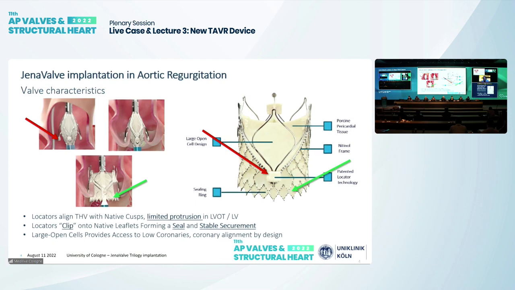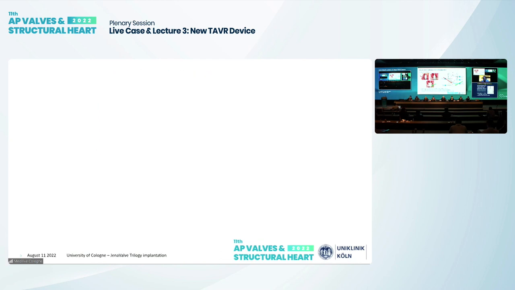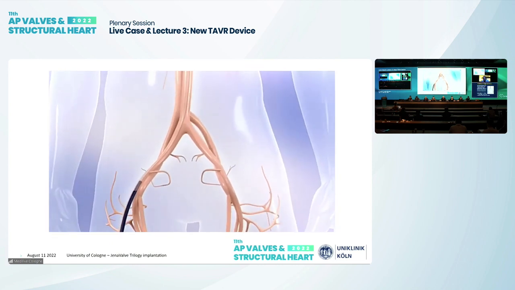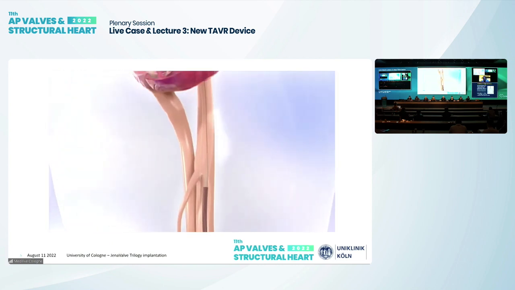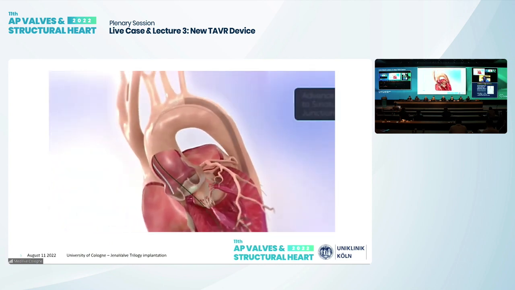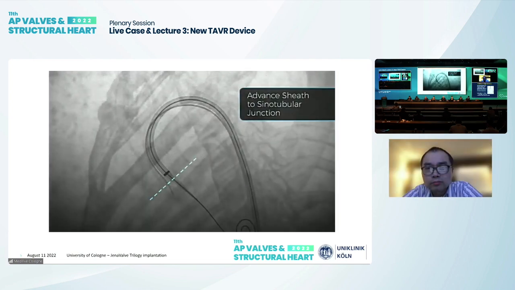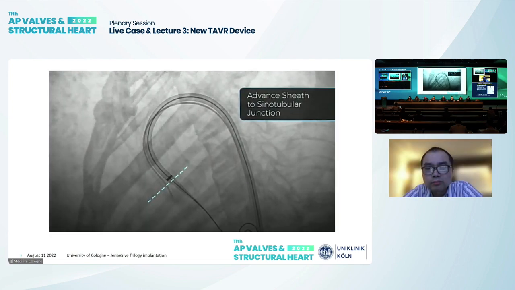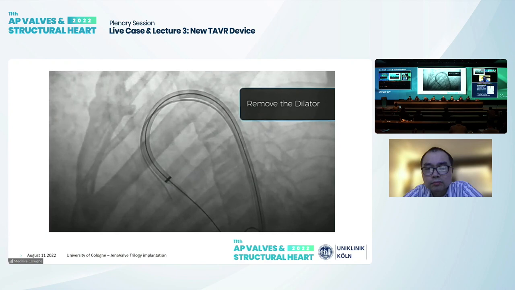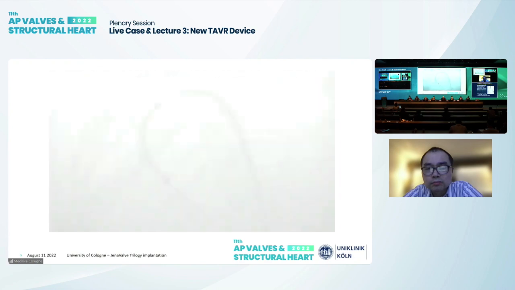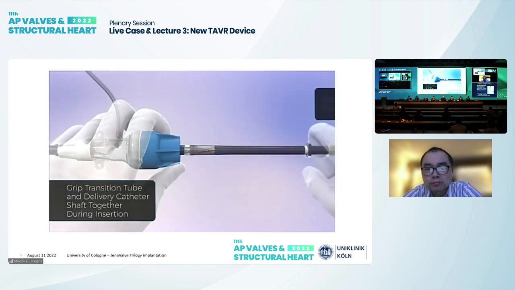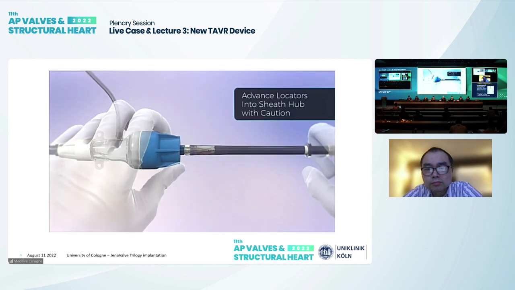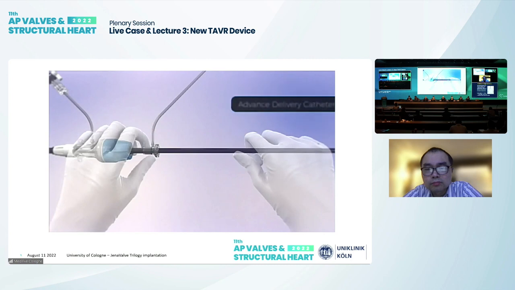And next slide, please. I just want to shortly and quickly walk you through the procedure as planned, so that we can have a little bit more time when we do this live later on. So we'll put a long sheath in the STJ, remove the dilator, and then insert the valve, which is crimped on that little insertion help there, and then get everything into position in the STJ.